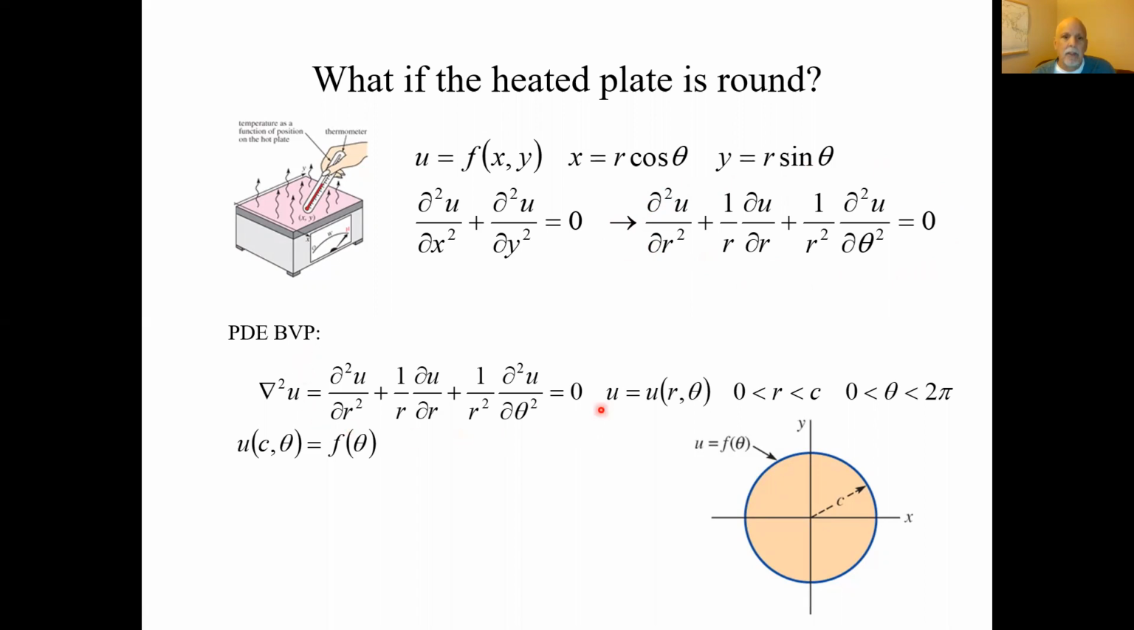So that's the equation that needs to be solved for the round heated plate, where r goes from 0, the center of the plate, out to some distance that's a constant. So it's a perfect disk, circular disk. Theta goes around 2 pi. And we'll say out on the edge, the outer rim, it's held at some constant temperature that's a function of the angle.